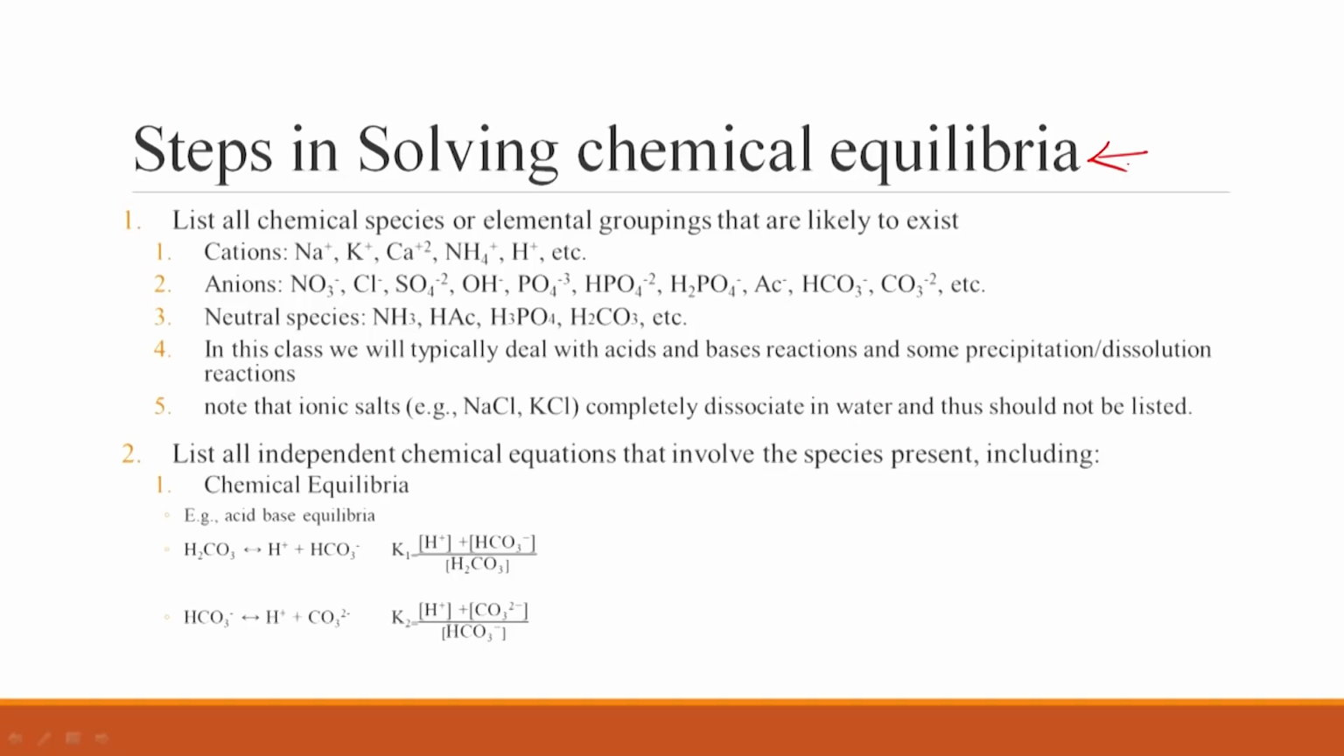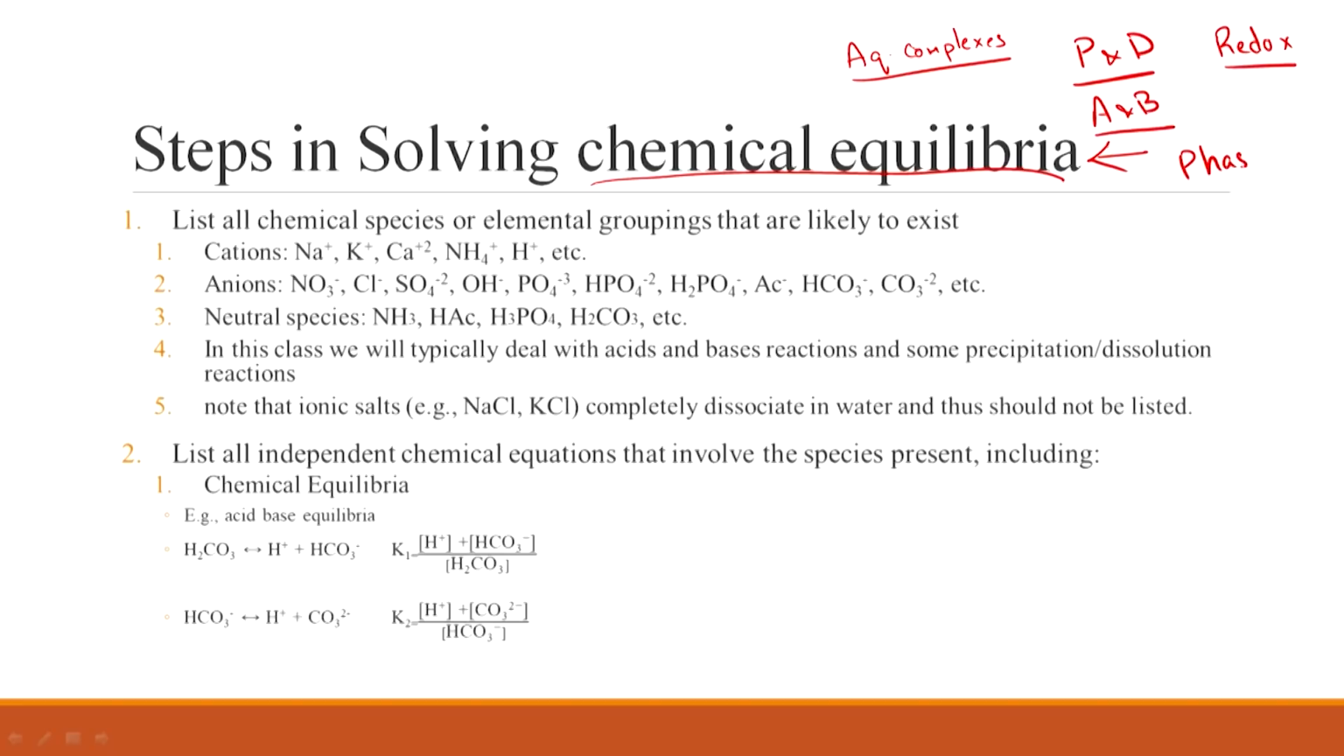So, in this class we are not going to look at aqueous complexes, where metals and ligands form relatively more stable aqueous complexes. We are going to look at some precipitation and dissolution reactions. We will not look at redox reactions, but we will look at acid and base reactions a lot, and phase change. So, in this class we are going to look at phase change, acid and base reactions, and precipitation and dissolution. We are typically going to neglect aqueous complexes and redox reactions, obviously though that is not going to be the case in reality. So, how are you going to solve for chemical equilibria?